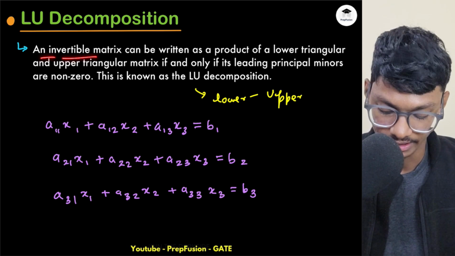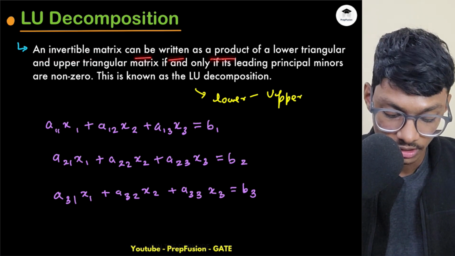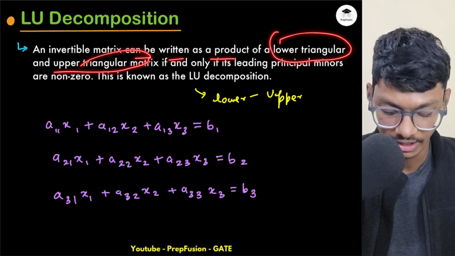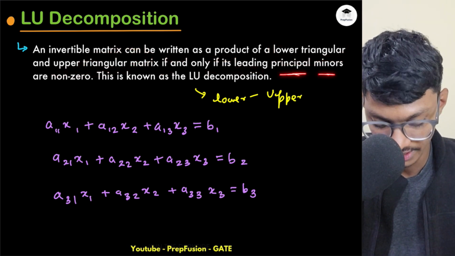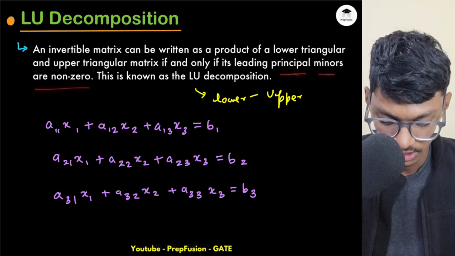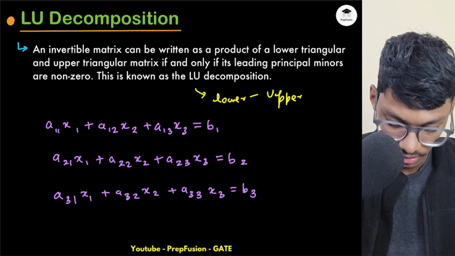An invertible matrix can be written as a product of a lower triangular and an upper triangular matrix if and only if its leading principal minors are non-zero. Okay, its leading principal minors are non-zero.